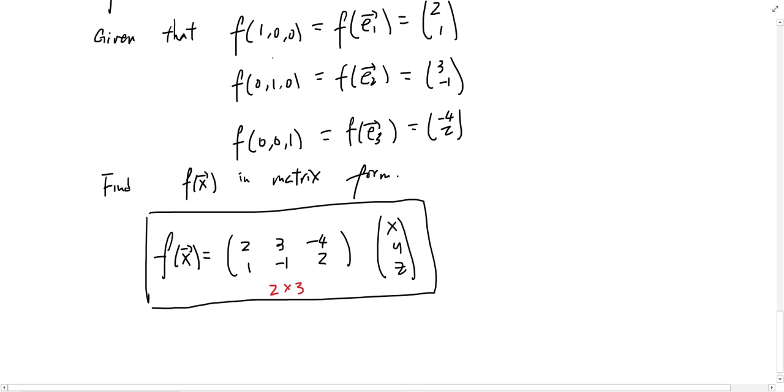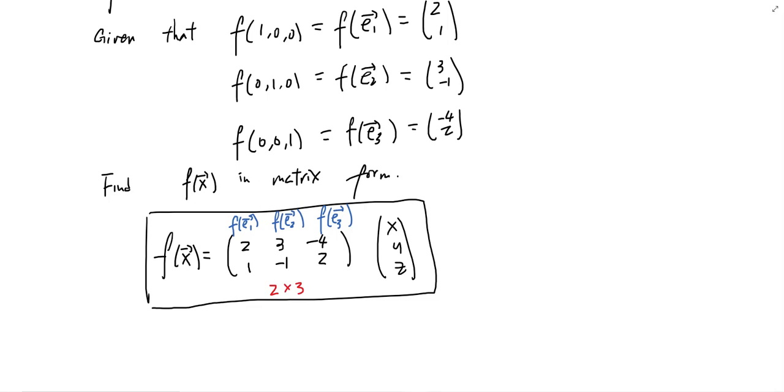In this function right here, the first column is what f of e1 is. The second column is what f of e2 is. And the third column is what f of e3 is. And if you have more, then you just continue to form the columns. And if each output has more dimensions, then each column will be longer and therefore give you more rows.